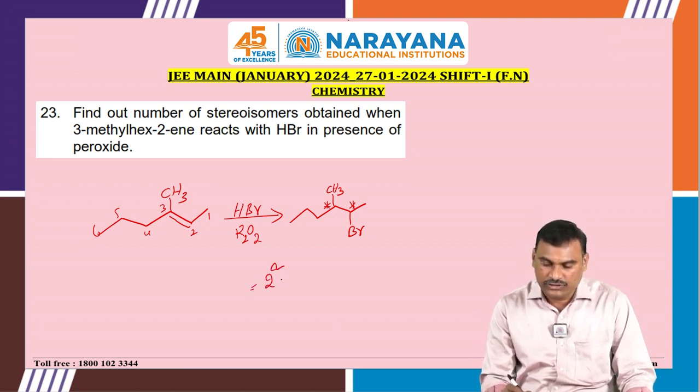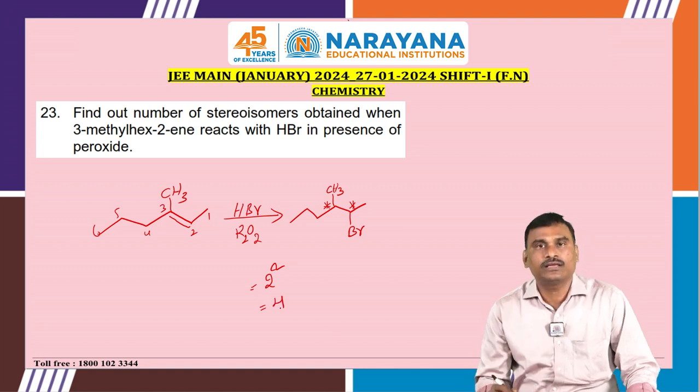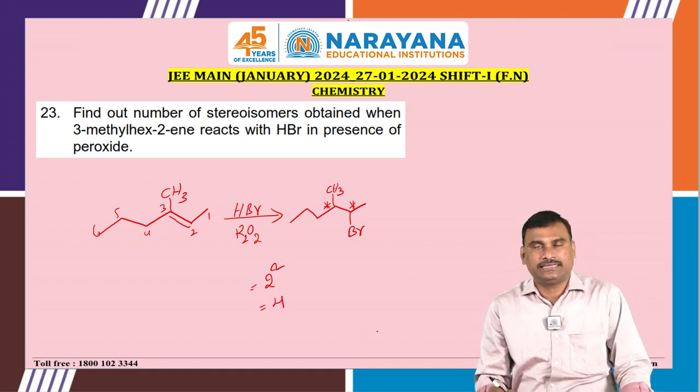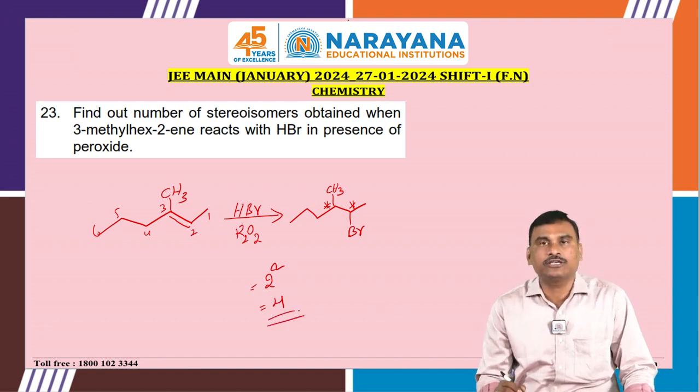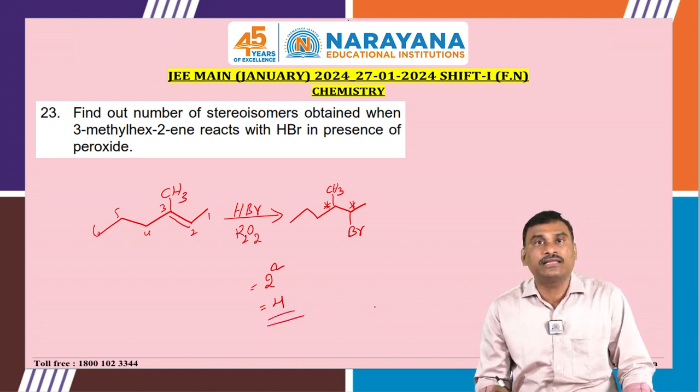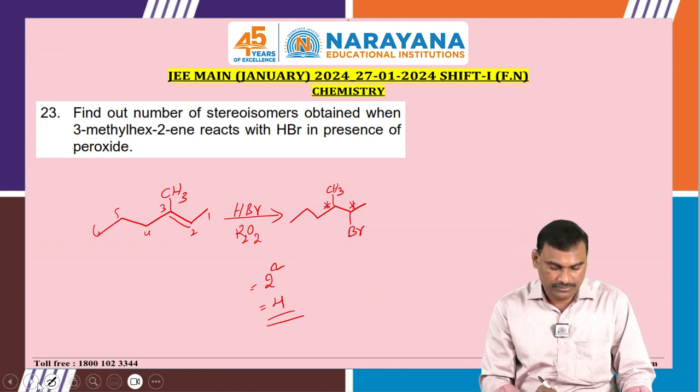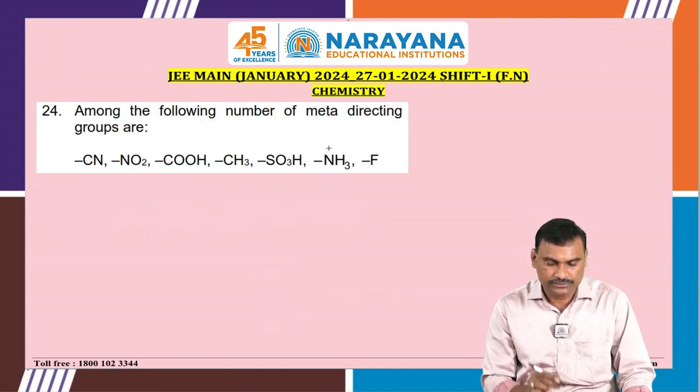The possible number of stereoisomers may be 4. That is RR, SS, RS, and SR. These 4 stereoisomers are possible for the product formed in the major. Now let us go to the next question.